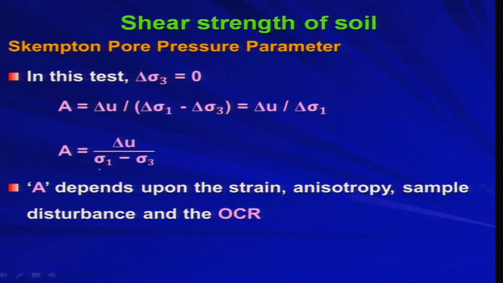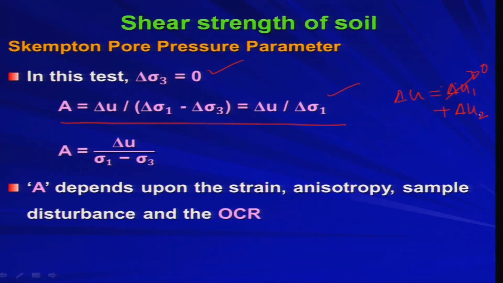So, in this test delta sigma 3 is 0. In the consolidated undrained test, delta sigma 3 is 0. So, A is nothing but delta U divided by delta sigma 1. What is delta U in this consolidated undrained test? Because delta U1 is 0, delta U is nothing but delta U2. From this you can find out A. You measure this, you know sigma 1, you know sigma 3, and you can find out A.